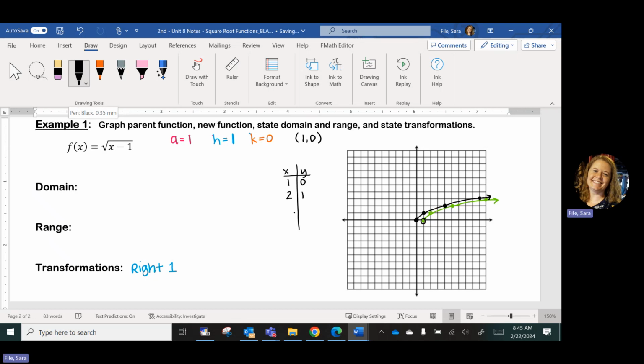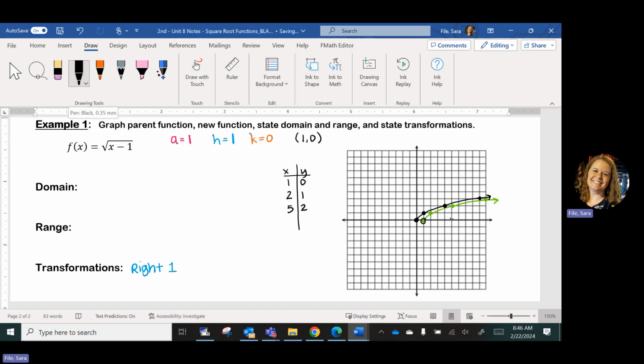And then you can keep plugging in. Now I know if I plugged in a 3, 3 minus 1 is 2, that's going to give me a decimal. So you can just play around and pick numbers that are not going to give you a decimal. If I wanted a 4 under there, I would need to plug in a 5. 5 minus 1 would be 4, and the square root of 4 is 2. So if I plug in a 5, I get an output of 2.